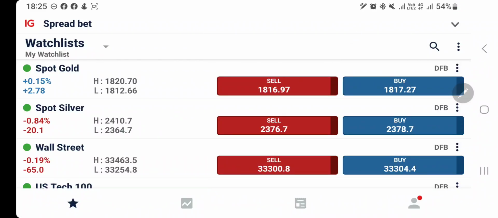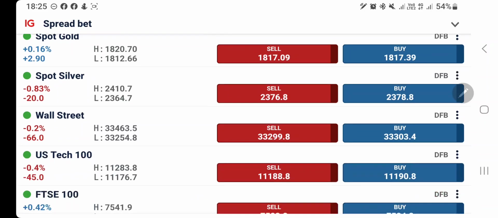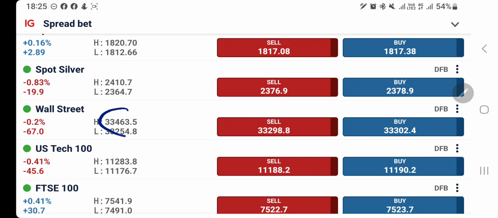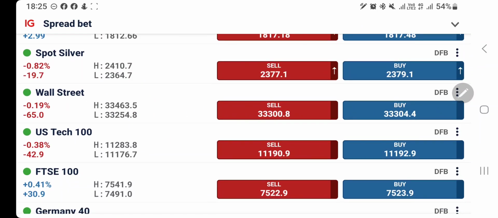Gold throughout the day failed to go past 1821 on the upside and below 1814 on the downside. Remember, this was the no trade zone I told you early in the day in my morning analysis video. Likewise, US 30 failed to go past the 33,400-500 zone and is now trading with a little drop, and US 100 too failed to go past 11,180 levels and is now trading with a drop.